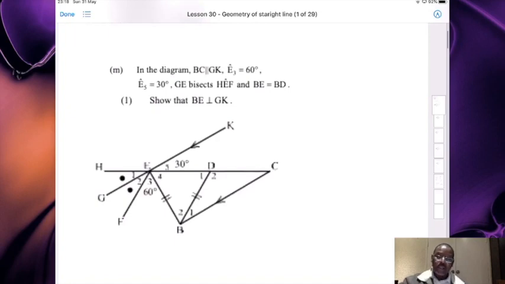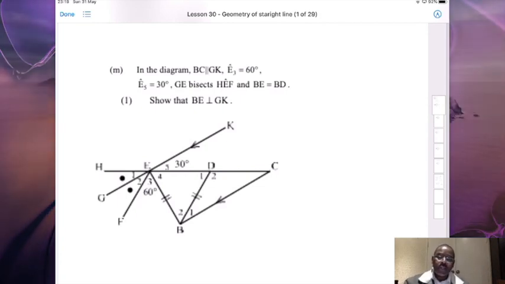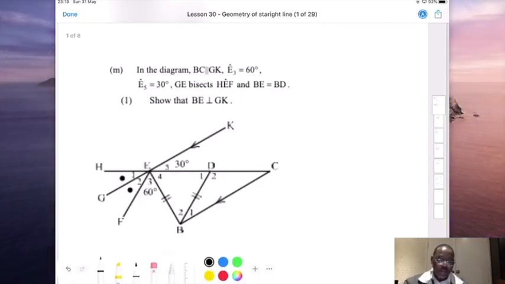I've got a question here. We are given a diagram where line BC is parallel to line GK. You need to look at your diagram and see that. Angle E3 is equal to 60 degrees. It is marked there in the diagram. Angle E5 is equal to 30 degrees. That's marked as well. And it says GE bisects angle HEF.